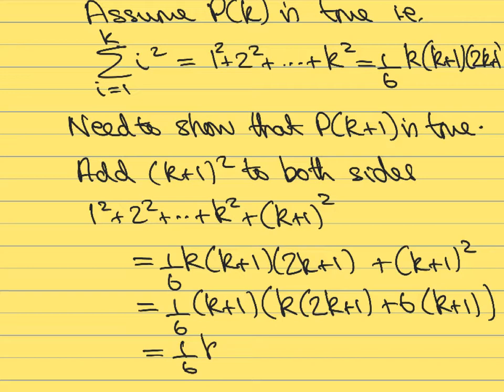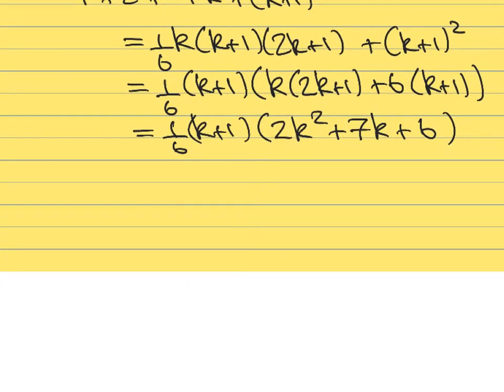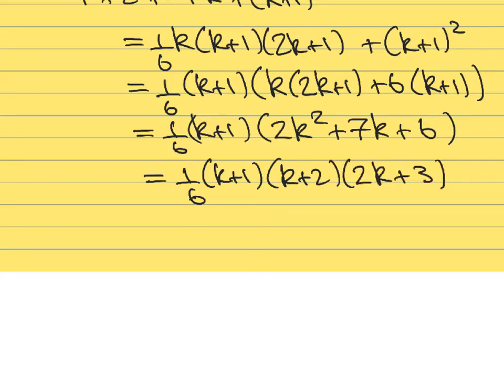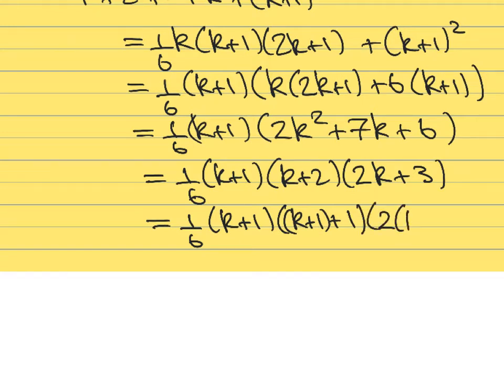If we carry on simplifying, inside the main bracket here we get 2k squared plus k plus 6k, so that's 7k plus 6. And that quadratic factorises conveniently into k plus 2 and 2k plus 3. If we rewrite this slightly so we can see exactly what's going on, we can write the k plus 2 as k plus 1 plus 1, and we can write the 2k plus 3 as 2(k plus 1) plus 1. And remember, this is all equal to the sum of the first k plus 1 squares.